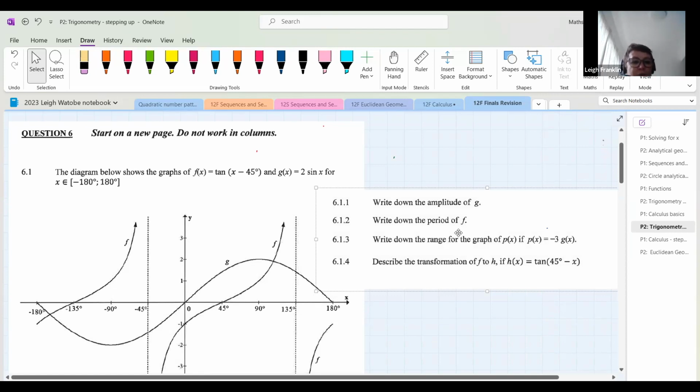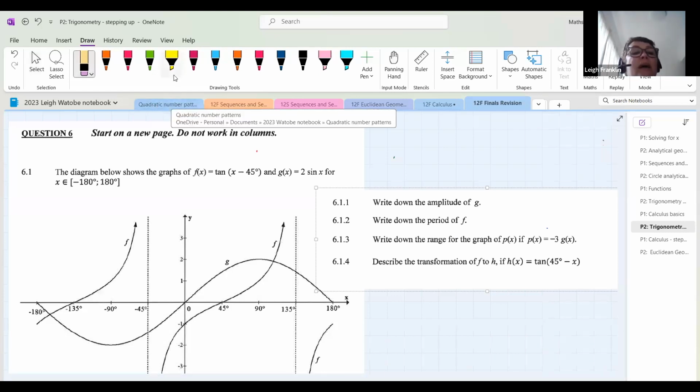So we have got the graphs of f of x equals tan x minus 45 and g of x equals 2 sine x for the interval from minus 180 to 180. The questions are here next to it. We're going to go through those now.